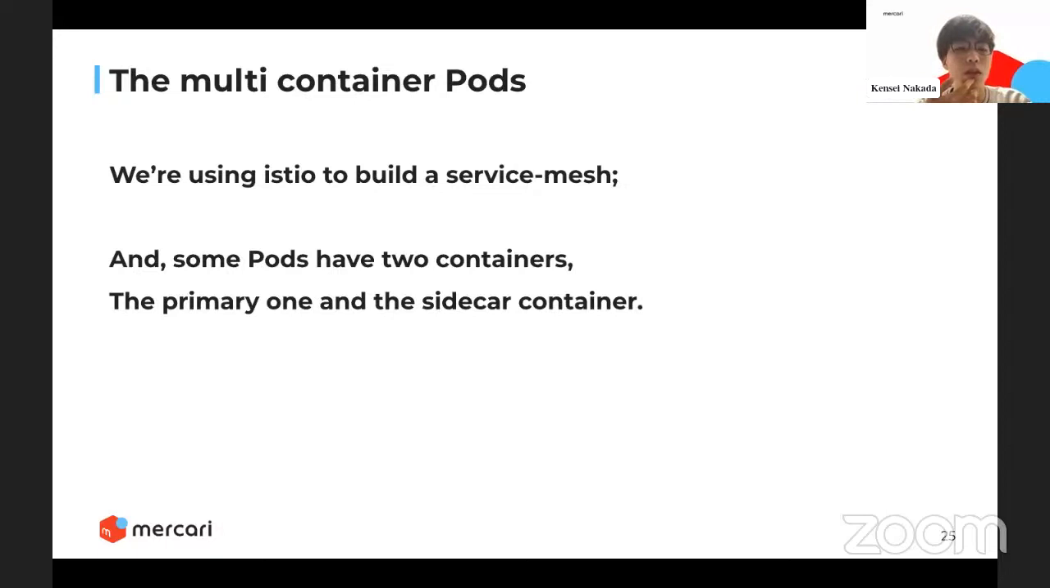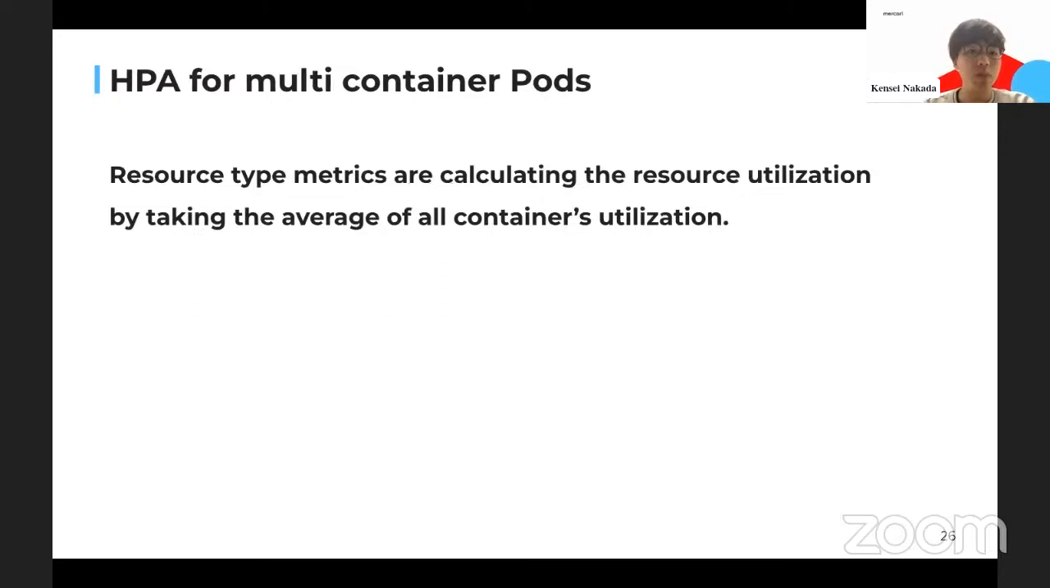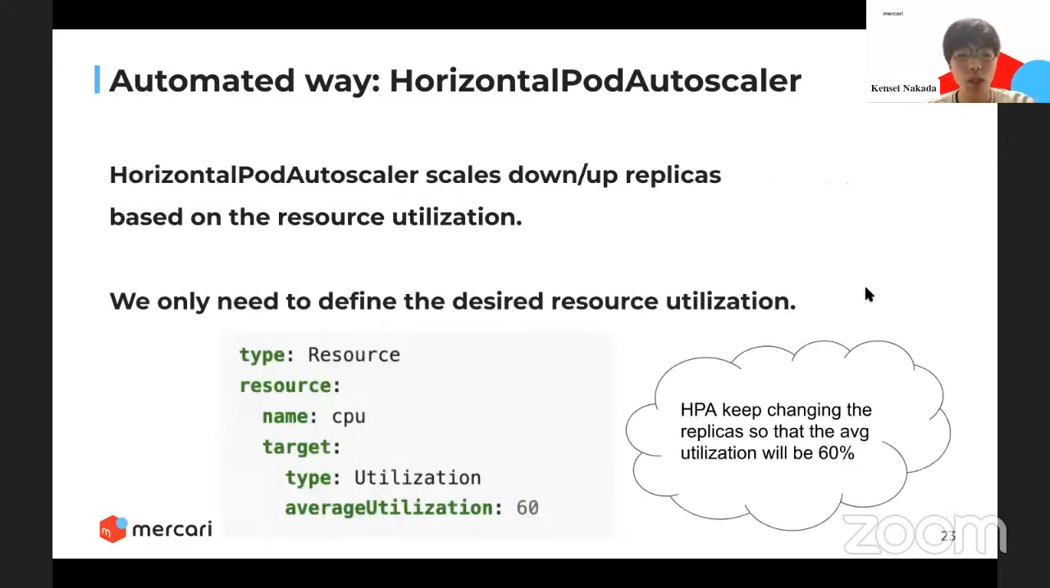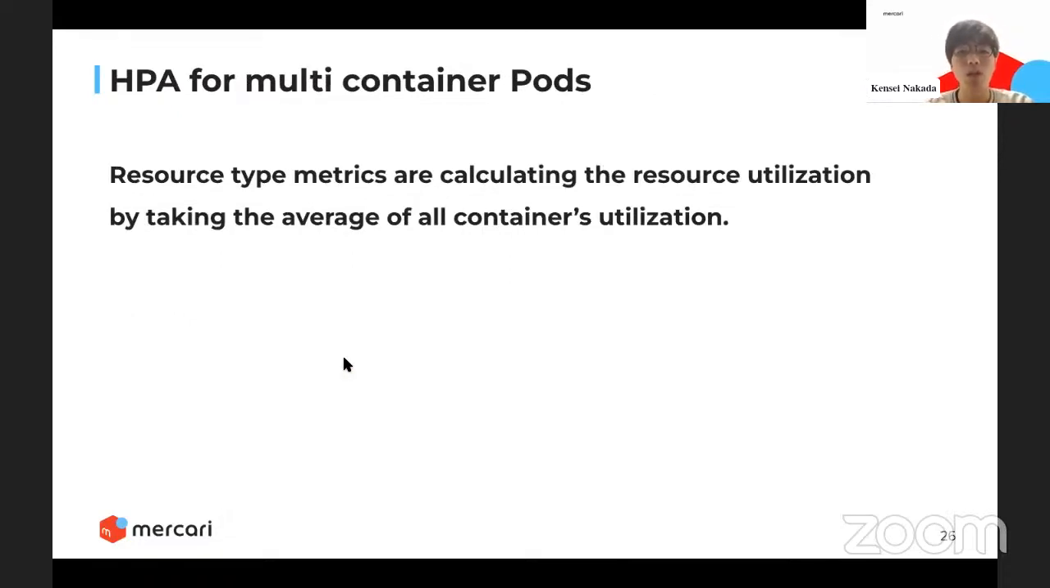One of them is the multi container pods. We are using Istio to build a service mesh in our cluster. And so some pods have two containers, the primary one and the sidecar container. So the resource type metric, I mean this one, calculates the resource utilization by taking the average of all containers' utilization.